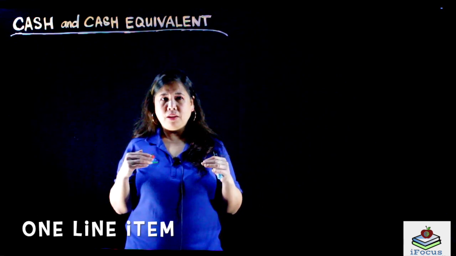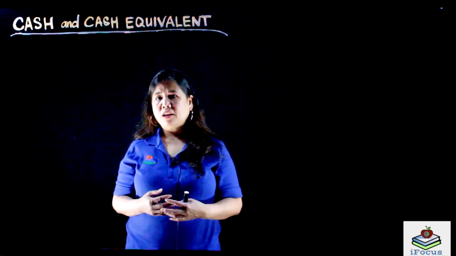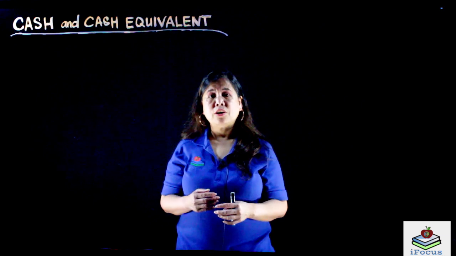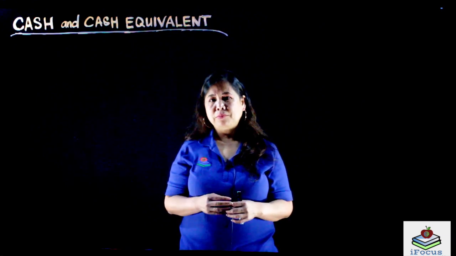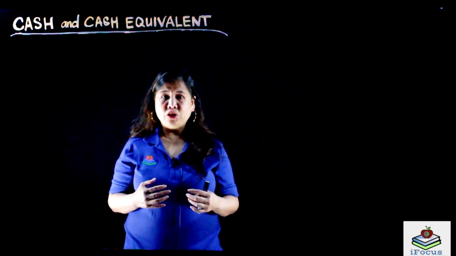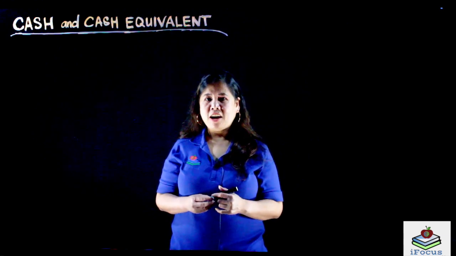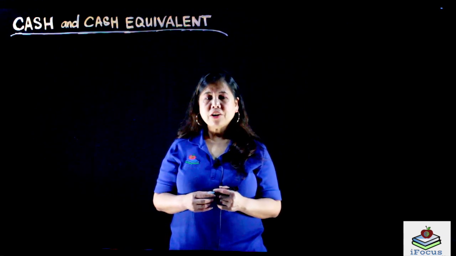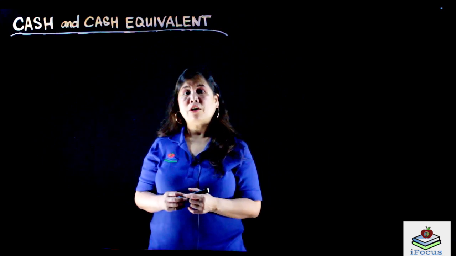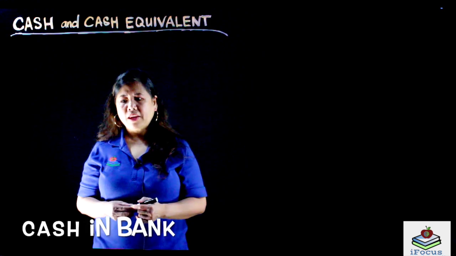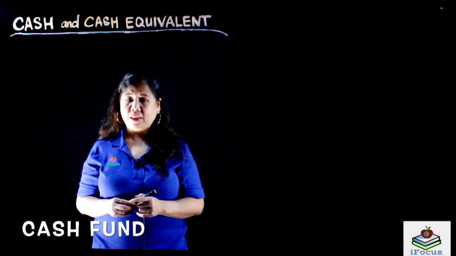Alright? Ang ibig sabihin, we present this cash and cash equivalent together. And this is the first line item na makikita mo on your balance sheet. In this cash and cash equivalent, mag-uumpisa tayo sa cash. Sa cash, there are three types of cash. We have our cash on hand, cash in bank, at ang ating cash fund.